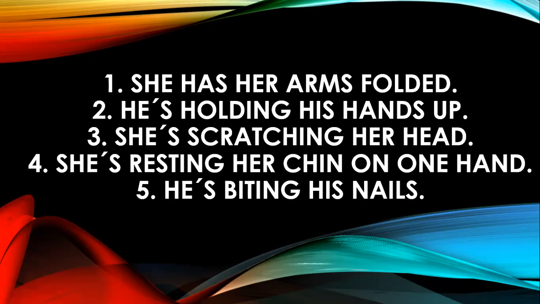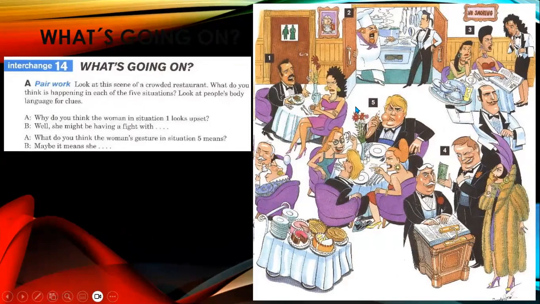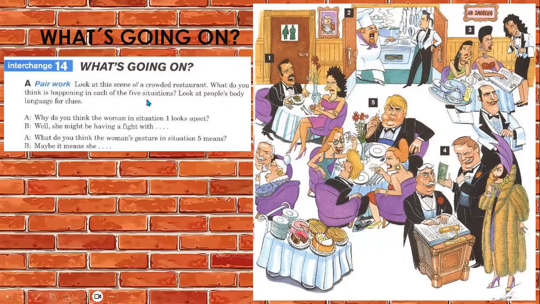Okay. And now with this book, similar vocabulary, you are going to help me to tell what you can see in the following pictures. Okay, so look at this scene of a crowded restaurant. What do you think is happening in each of the five situations? Look at the people's body language for clues. What do you think about the woman in situation number one? She looks upset? Yes? No? What sentences can you tell me?